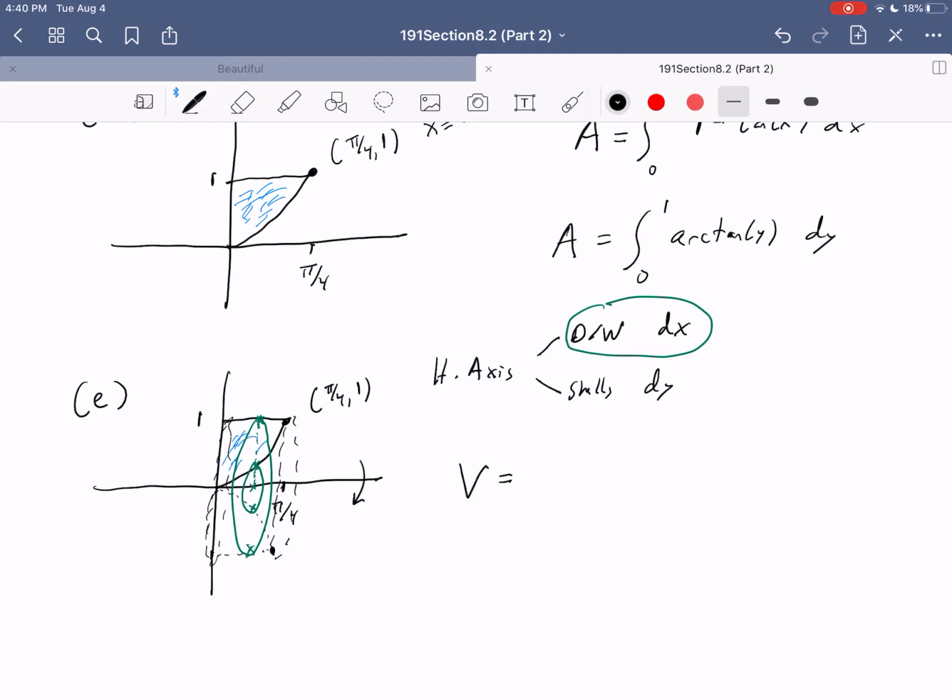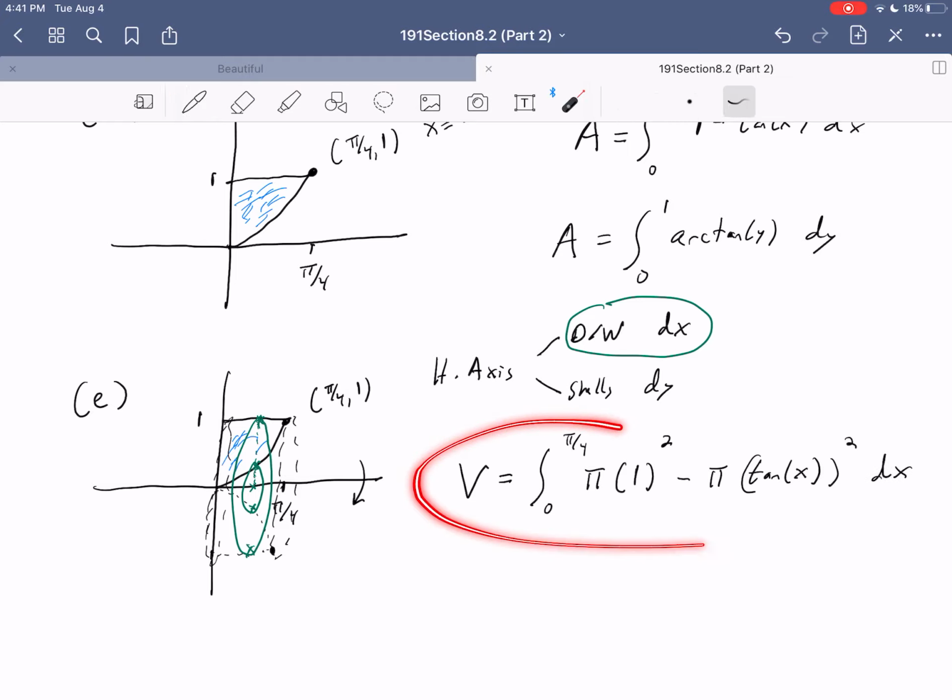So our volume here is still going to be the integral from 0 to pi over 4, because we could do this anywhere from x equals 0 to x equals pi over 4. Then pi, outer radius, is going to be stretching from that 1 to our axis, so 1 minus 0, so just pi 1 squared, minus pi. The inner radius is going to be from our function to the axis. Our function is tangent of x if we're working with respect to x. So just tan x squared dx.